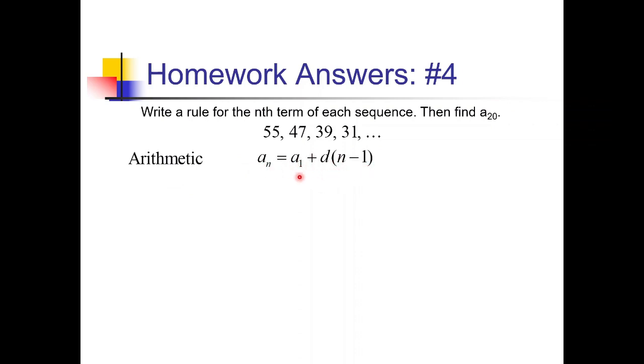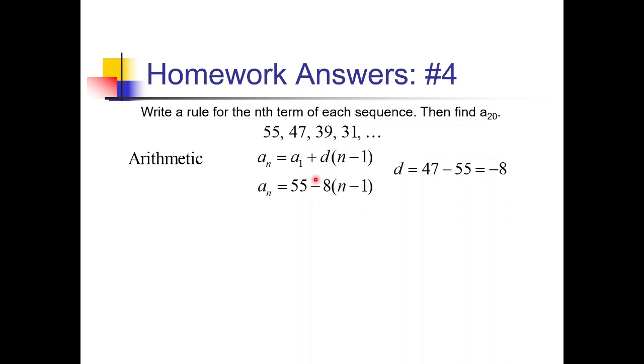This is our arithmetic nth term. The a1 is going to be our first term, which is 55, and the d, that's going to be the common difference. So there's a lot of ways to get that, but the easiest would just be 47 minus 55, which is going to be -8. So plugging those items in, we have an equals 55 minus 8 times n minus 1.